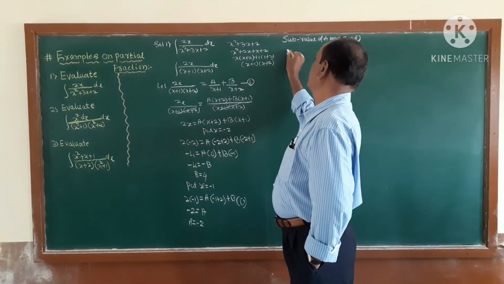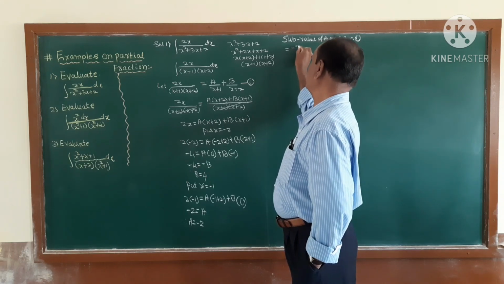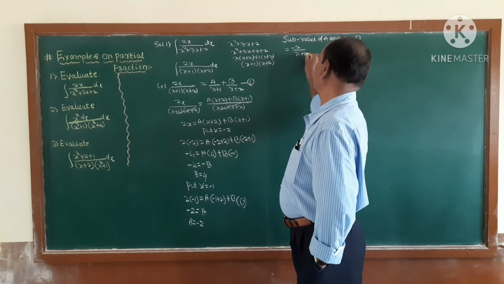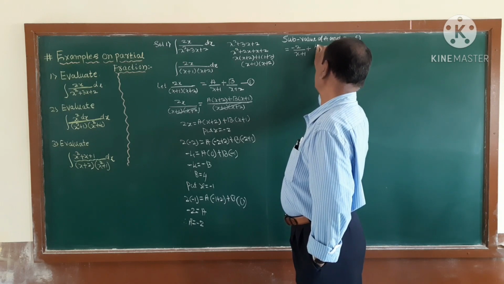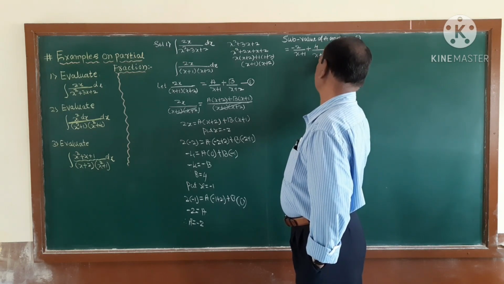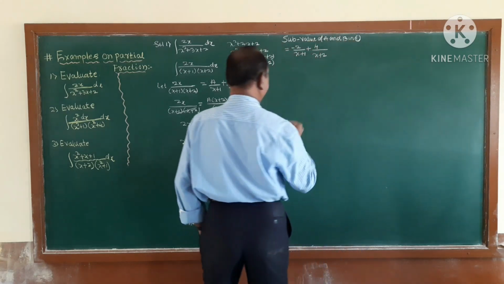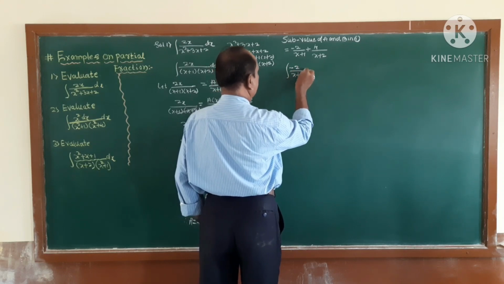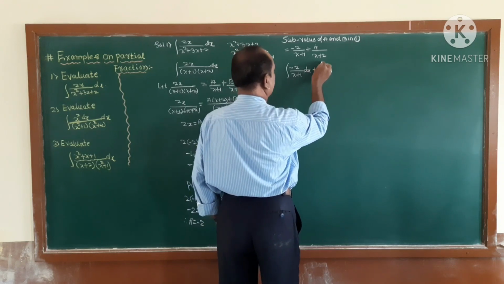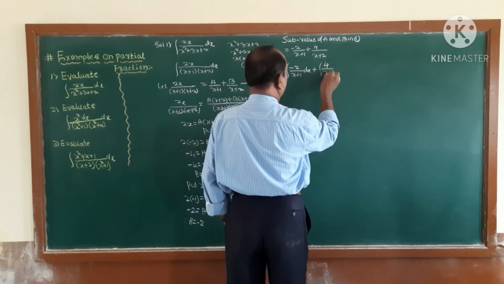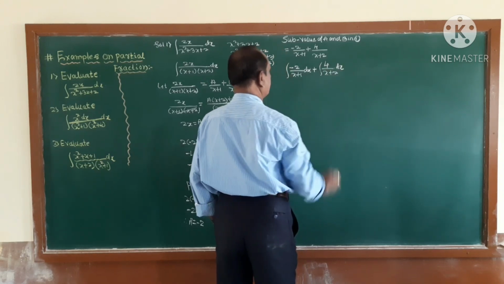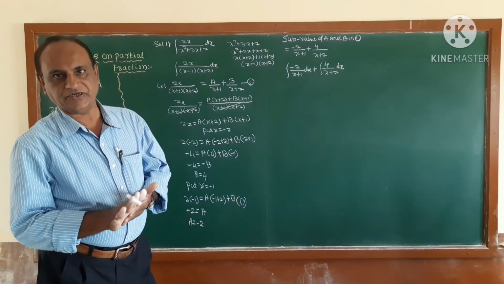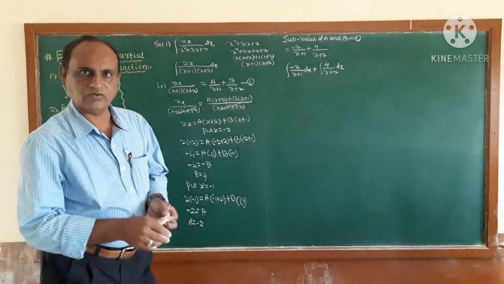Equation number 1 implies this is equal to A, which means -2 divided by x + 1, plus B, which means 4 divided by x + 2. Now integrate directly: integral of -2 divided by x + 1 dx, plus integral of 4 divided by x + 2 dx. One important concept in integration: the remaining constant number, other than x, can be taken outside the integration symbol.